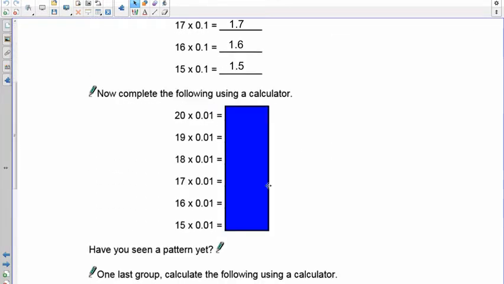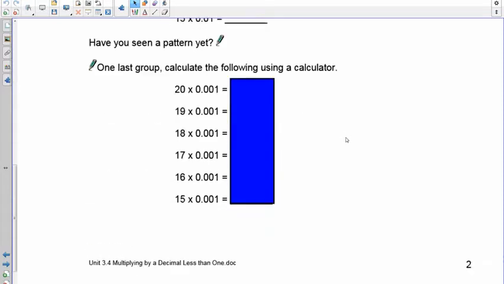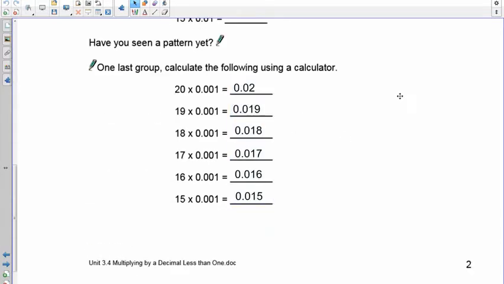Now let's take a look at what happens when you multiply by 1/100th. 20 times 0.01, or a 100th, takes a 100th of 20, and that's 0.2. As this number gets closer and closer to 0, the product gets smaller and smaller. Let's multiply by thousandths, and you should see the same pattern. 20 times a 1,000th gives me 0.02, or 2 hundredths.